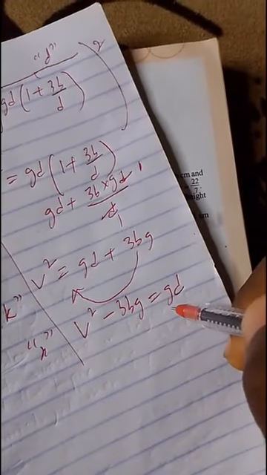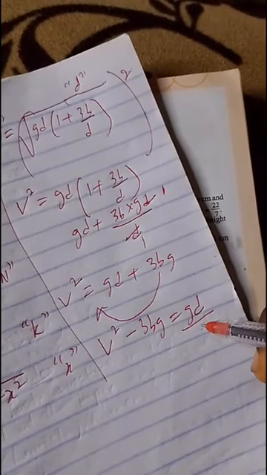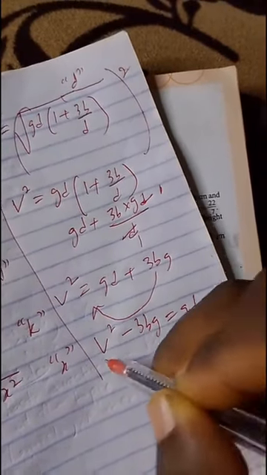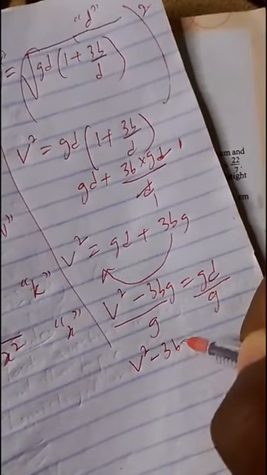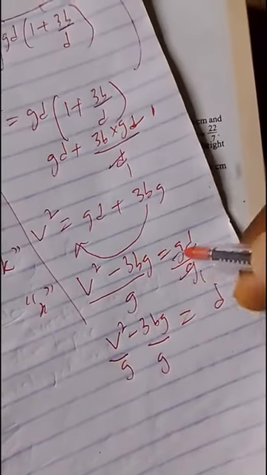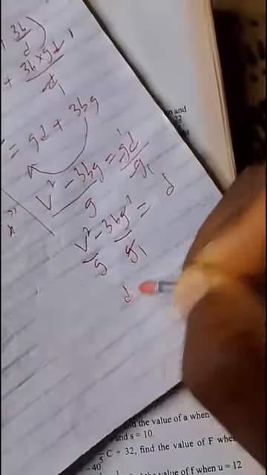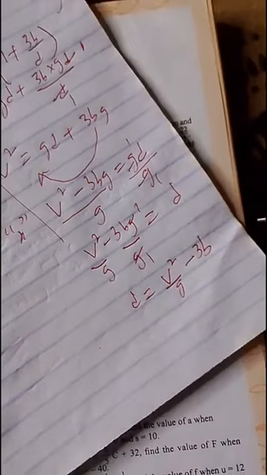Now, since we have this, we are going to divide both sides by what's close to D, because we're making D the subject. What's close to D here? G. So we divide both sides by G, and we have V square minus 3BG over G equal to D, because G and 1, G and 1. And what we have is D is equal to V square over G minus 3B.